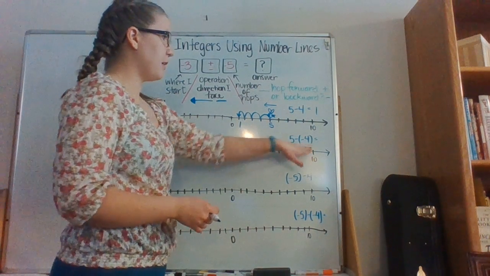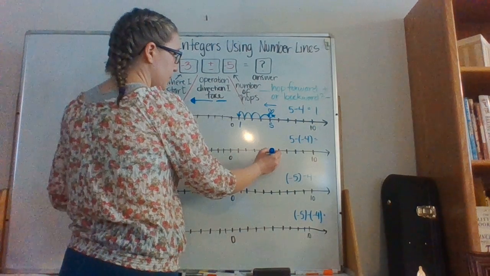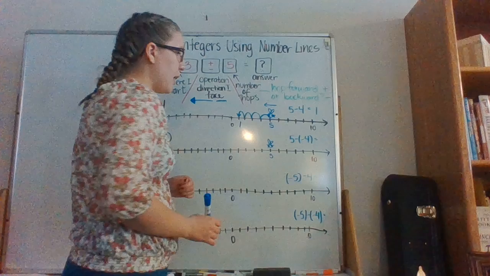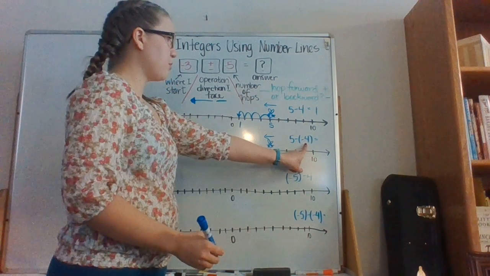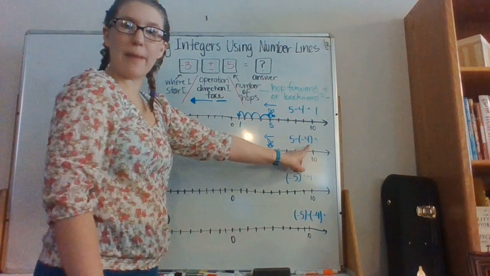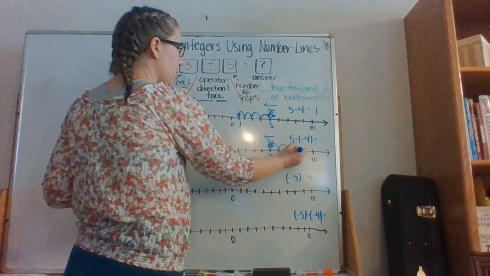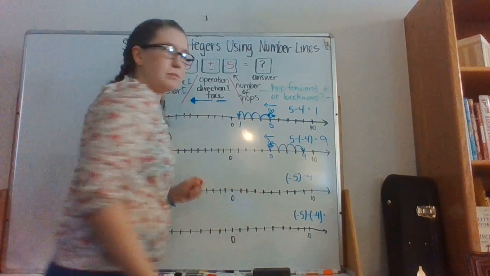Next one, 5 minus negative 4. So I'm going to start at 5. Here's my bunny at 5. Now I'm subtracting, so I face the subtracting direction, and I'm subtracting a negative 4. Because this is a negative 4, I'm going to hop backwards. So I hop backwards. 1, 2, 3, 4. And I land at positive 9.